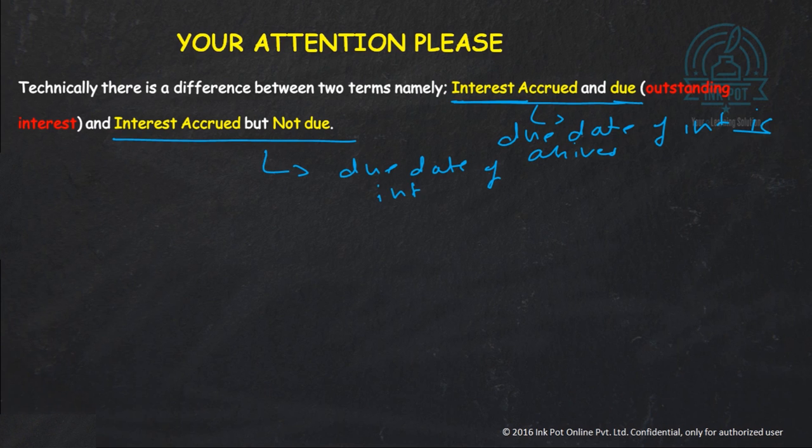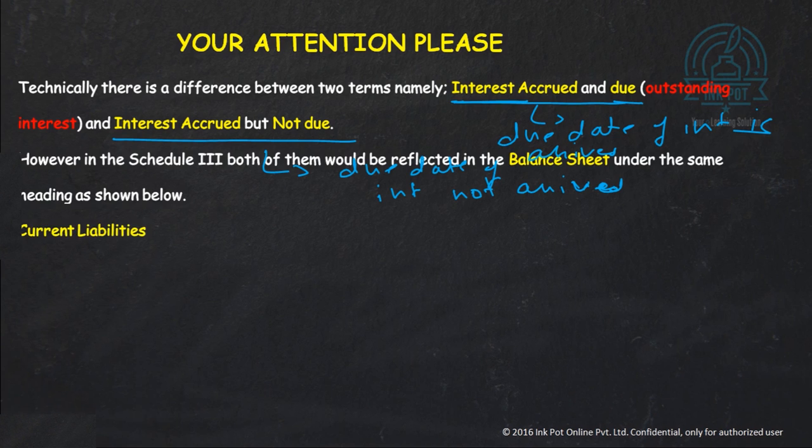As per the old schedule, we show it separately. Interest accrued and due was shown under the heading along with the debentures or along with the long-term loans. But interest accrued but not due was a part of current liabilities. As per the new schedule, we have to show it under the heading of current liabilities and other non-current liabilities. Now it will be a part of the first one. This is part A, which will be shown under the heading of current liabilities. This is B, which will be shown under the heading of other current liabilities.